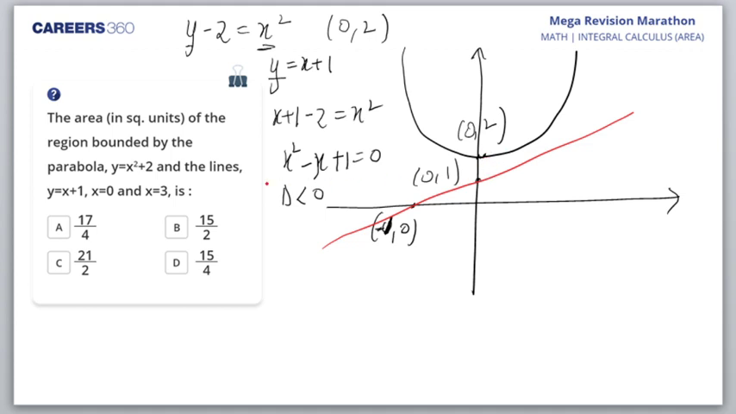Now you want the area between 0 and 3. So x equal to 0 is this line itself, and x equal to 3 would be somewhere here, let us say. So this is the area which we are looking for. This is the required area.